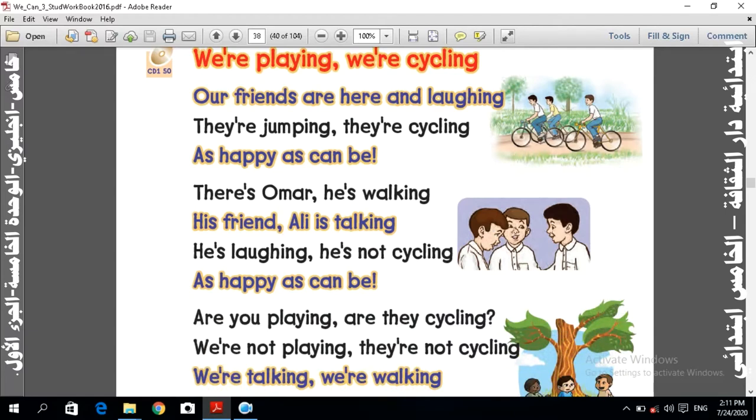Here we can see boys. What are they doing? They are cycling. Cycling. ركوب الدراجات. Cycling. Here they are talking.